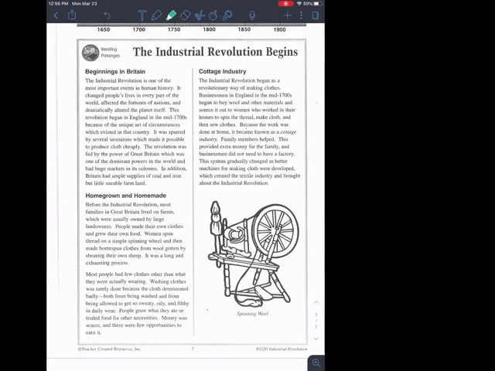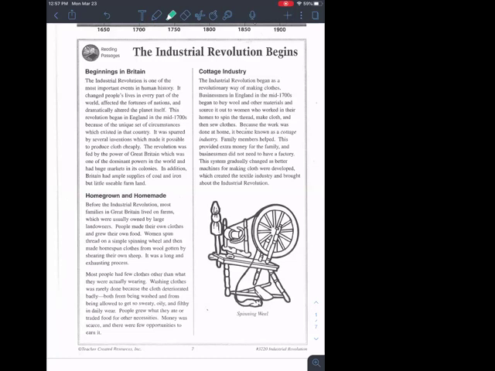Right now we are on homegrown and homemade. Before the Industrial Revolution, most families in Great Britain lived on farms, which were usually owned by large landowners. People made their own clothes and grew their own food. Women spun thread on a simple spinning wheel and then made homespun clothes from wool gotten by shearing their own sheep. It was a long and exhausting process. Most people had few clothes other than what they were actually wearing.